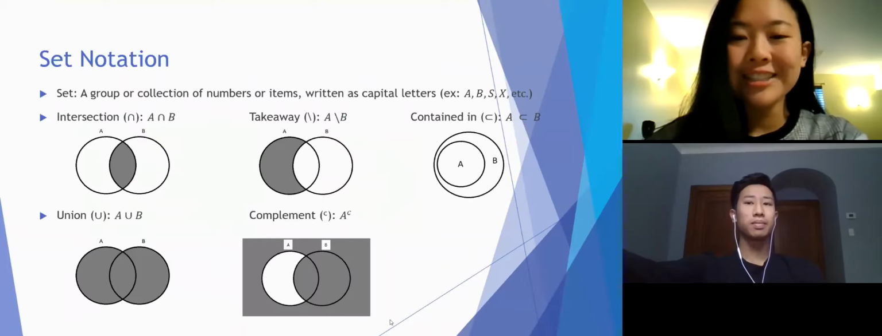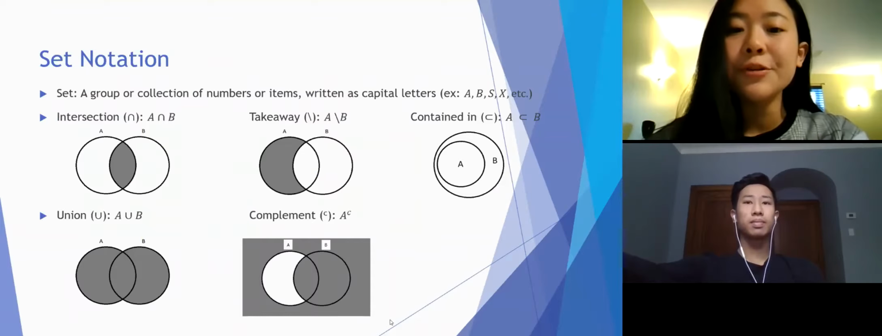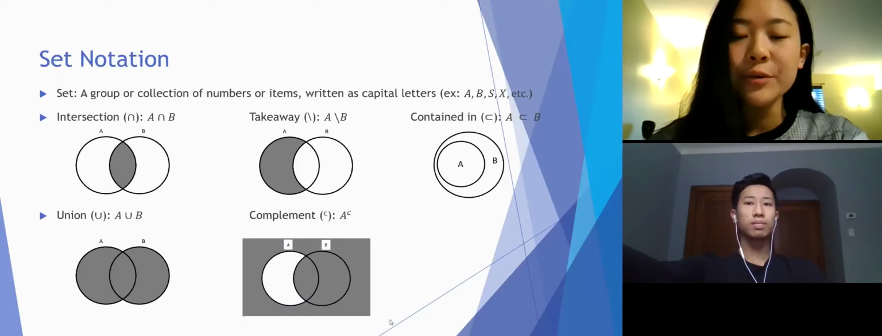Here are some set notations illustrated by Venn diagrams that you'll see throughout our presentation. Sets are a group of numbers or items that will be referred to as capital letters. The circles represent each set, and the grayed area is a space of interest.